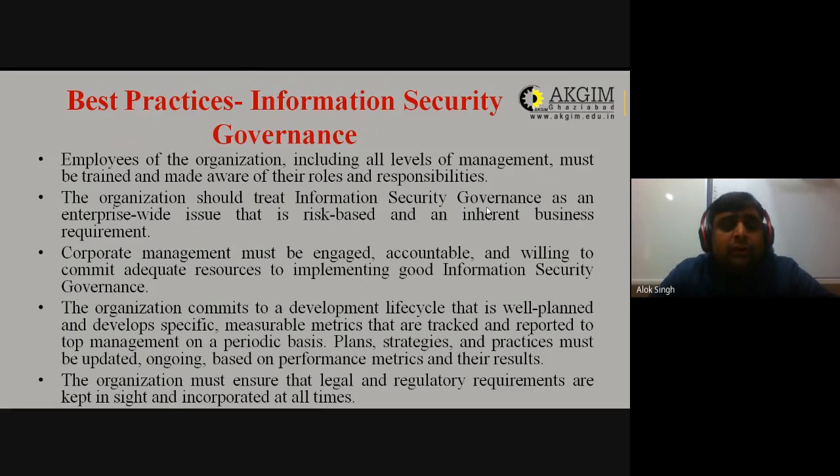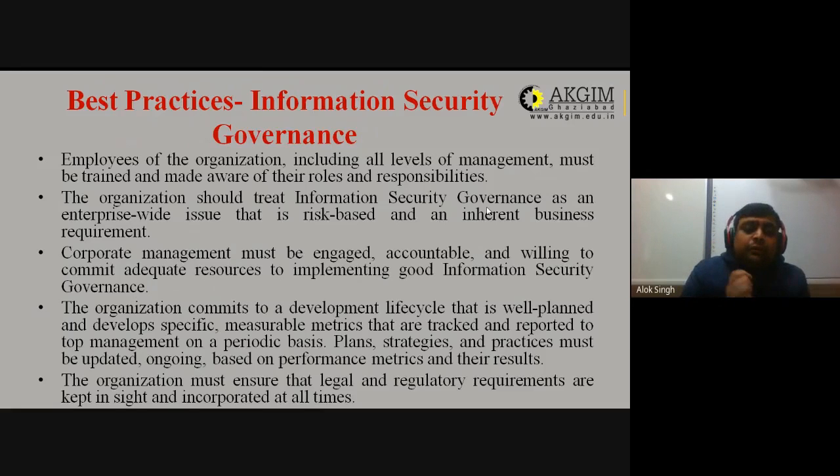Okay, next is corporate management must be engaged, accountable, and willing to commit adequate resources to implementing good information security governance. Okay, the organization commits to a development life cycle that is well planned and develops specific measurable metrics that are tracked and reported to the top management on a periodic basis. Plans, strategies, and practices must be updated on an ongoing basis, based on the performance metrics and their results. It means you should continuously measure your performance. What is performance? Basically, what are the expected outcomes and what are the actual outcomes? Is there any gap in between? So that is performance deviation.